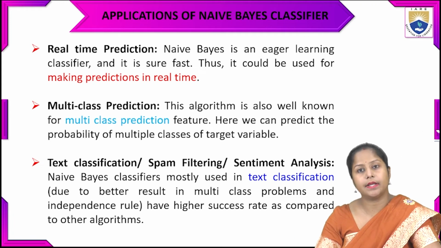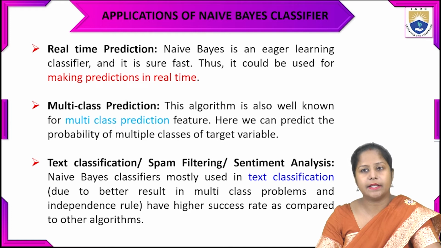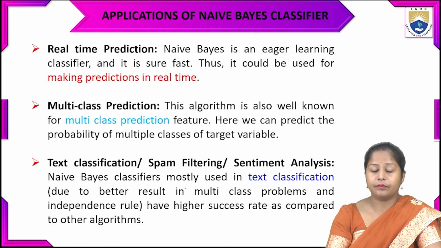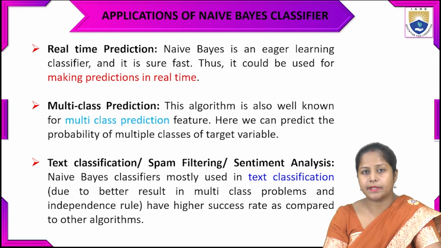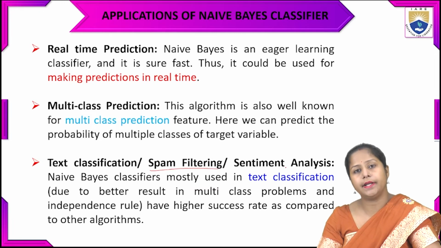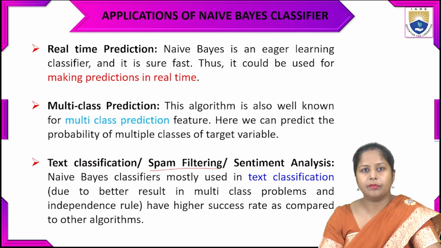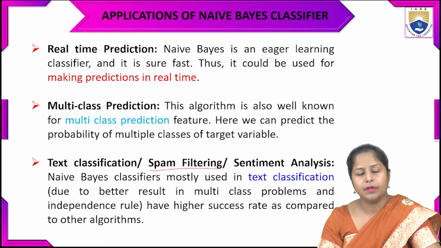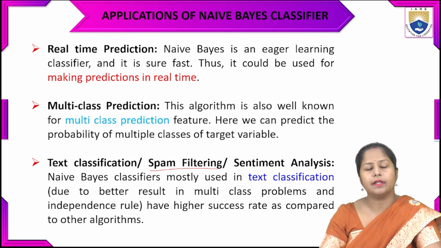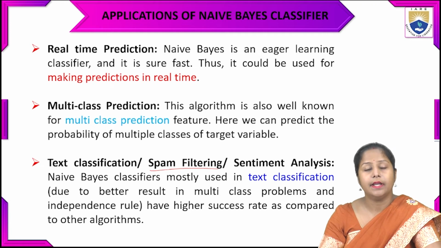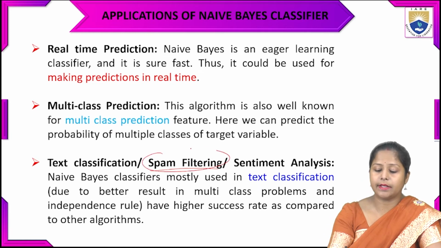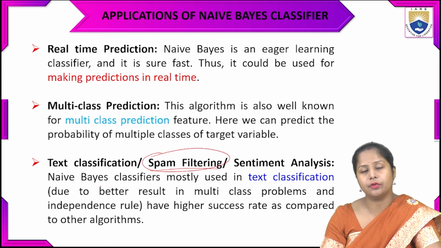In text classification, spam filtering, and sentiment analysis, we can use the same naive Bayes classifier. What is spam filtering? In our email system, some mails go into spam. Some important mails also go into spam. That is basically how it works, and it is working basically on the naive Bayes classifier. So we can use the naive Bayes classifier in real time.